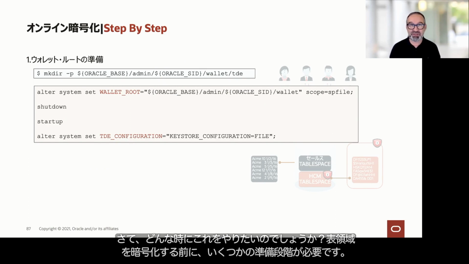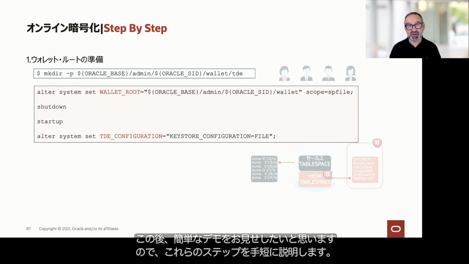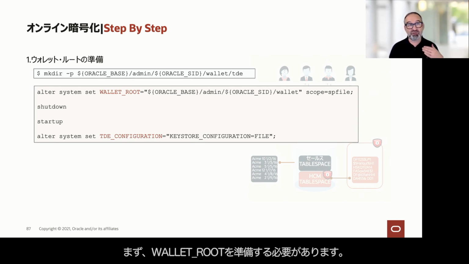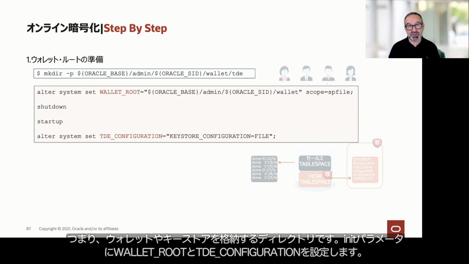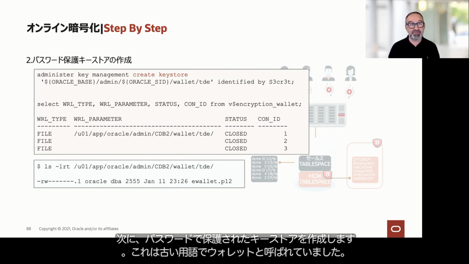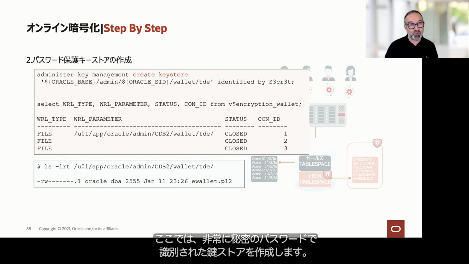Now, when we want to do this, before you really can encrypt a tablespace, a few prep steps are necessary. And I will very quickly go through these steps because I would rather like to show you this in a quick demo afterwards. We first need to prepare the wallet root, so a directory where the wallet or the key stores go into. We set the init parameters WALLET_ROOT and TDE_CONFIGURATION. Then we create the password protected key store, which in the old terminology was called a wallet. So we create that, identified by a very secret password here.